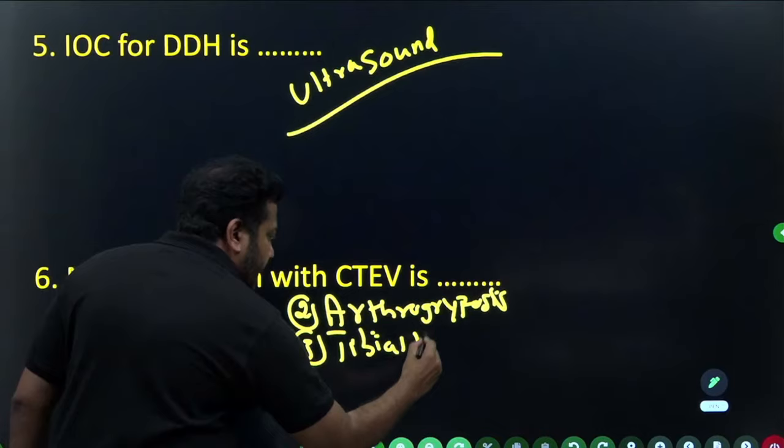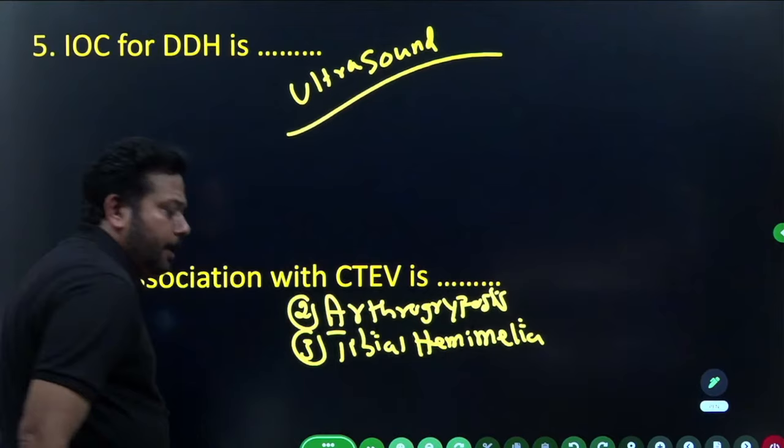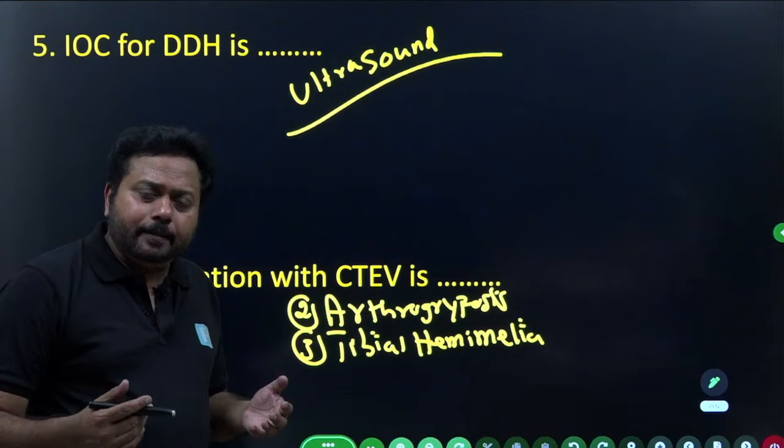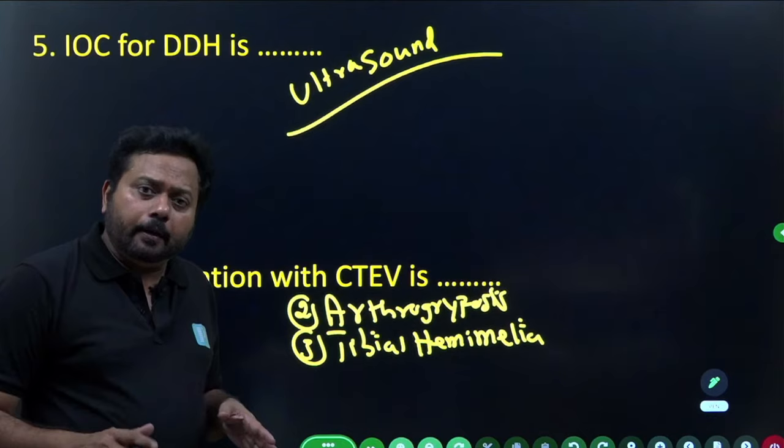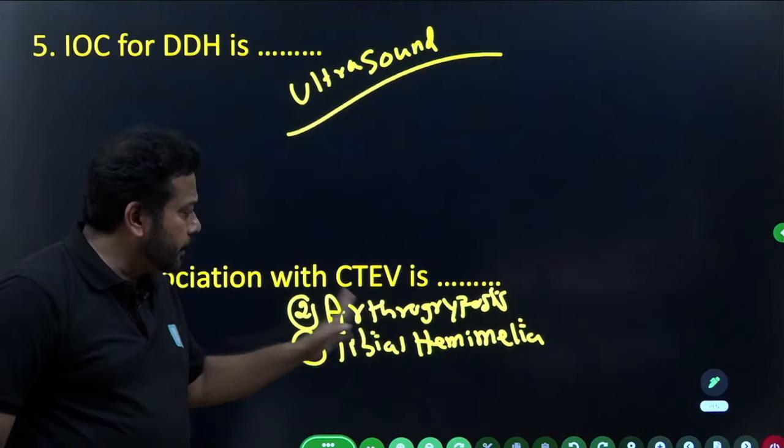Hemimelia means absent. Tibia is absent on one side. In a case of a baby with tibial hemimelia, one side tibia and fibula will be normal. On the other side, only the fibula is there, no tibia. Then it's called tibial hemimelia. That's an association.